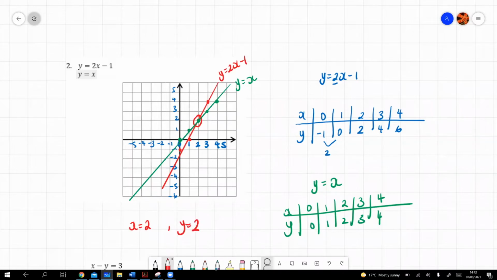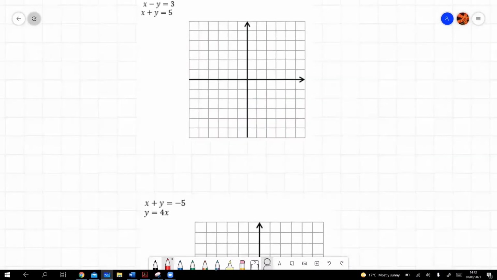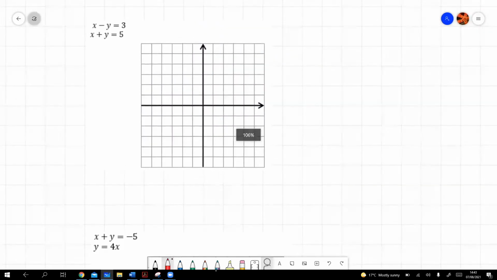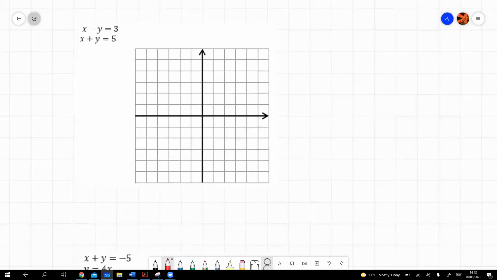Right, let's have a look at another example then. This time we have got x minus y equals 3 and x plus y equals 5. Okay, so slightly different and slightly trickier. Normally you are used to seeing equations which are in the form y equals mx plus c. That's different. These are x minus y equals 3 and x plus y equals 5.